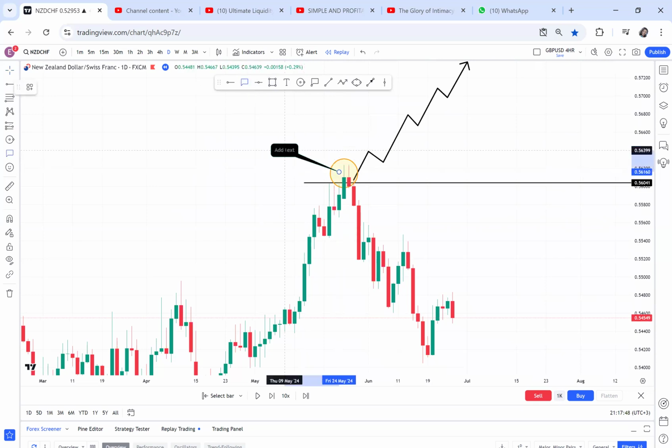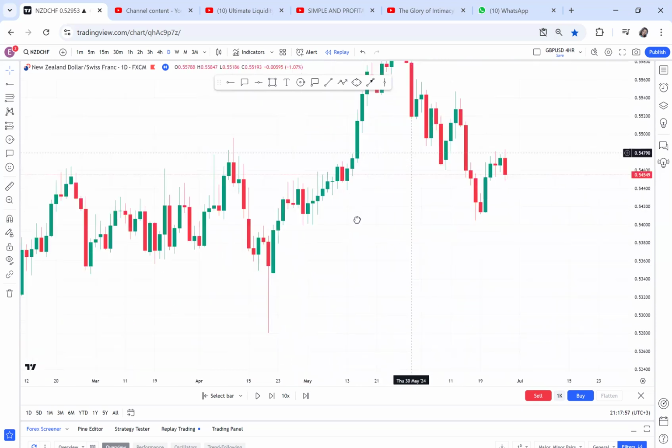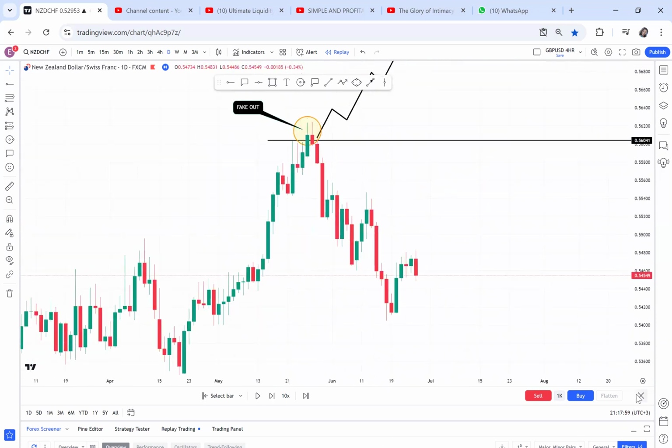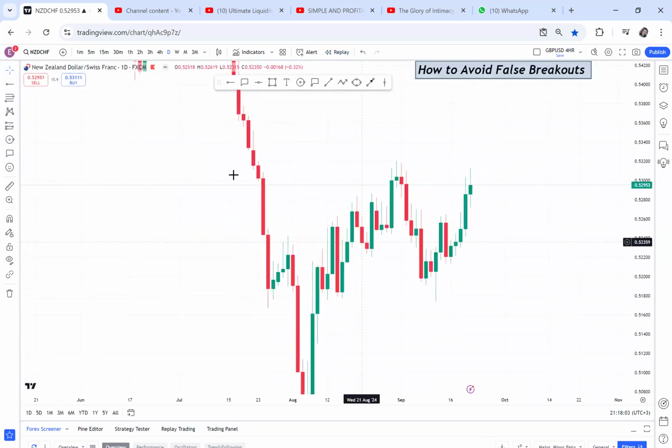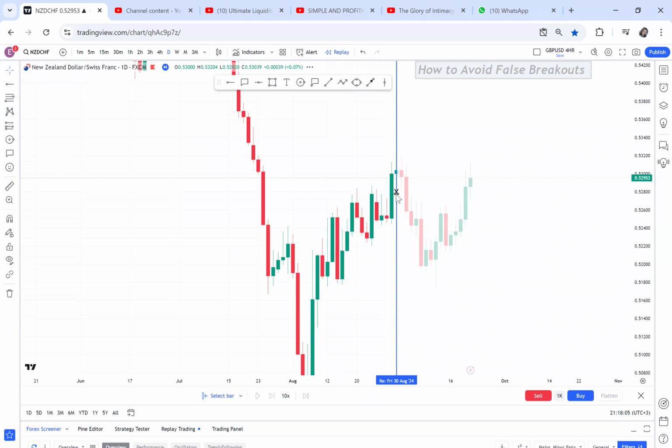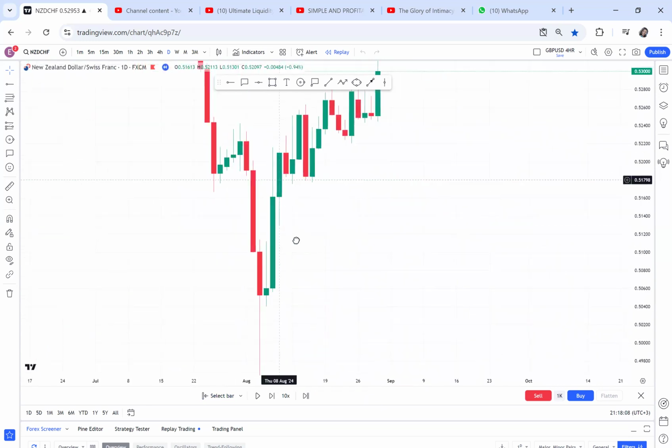So how do you prevent fake out? It's very easy. By using this technique, you will know how to prevent this fake out. So let's see how to prevent fake out. For instance, you will find your trade like that. So let me give you an example.